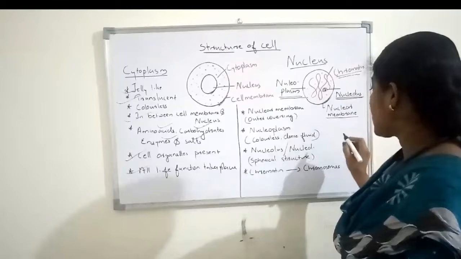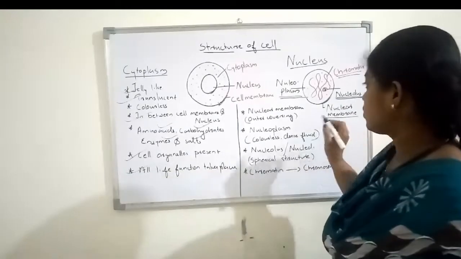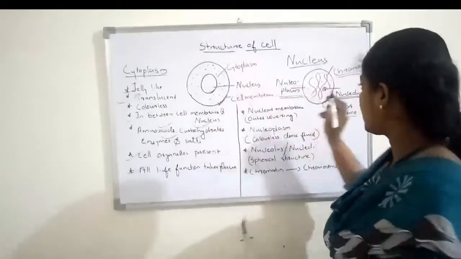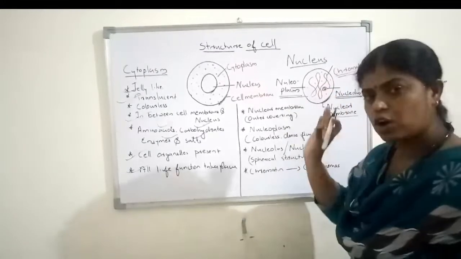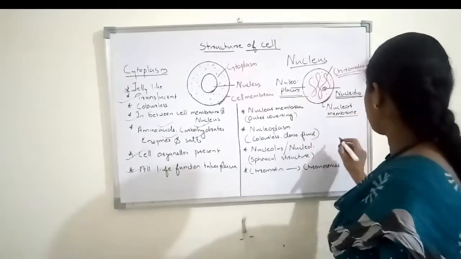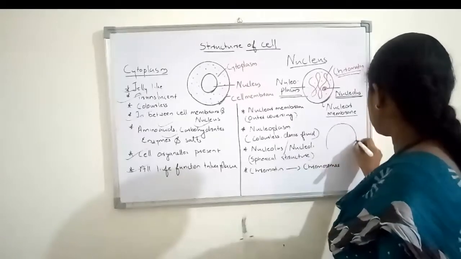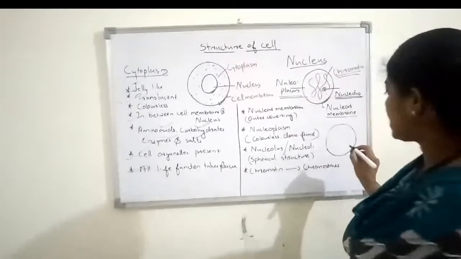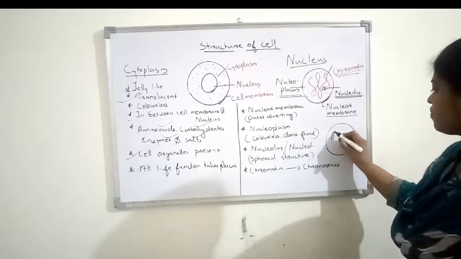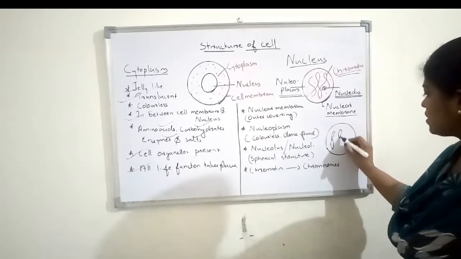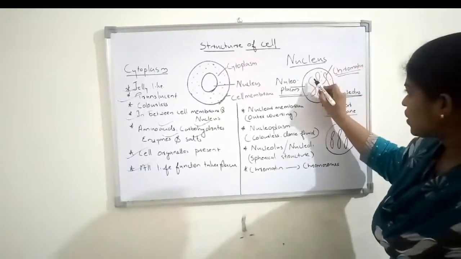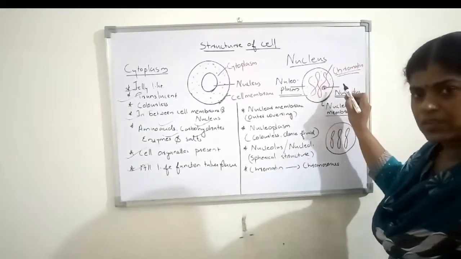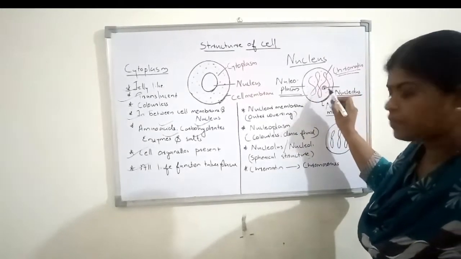So at the time of cell division, when the cell is dividing, this chromatin thread will not be in this shape. It is attaining another shape. At the time of cell division, the chromatin will convert into this shape. Now in this figure, this cell is not undergoing division. This nucleus is not undergoing division.